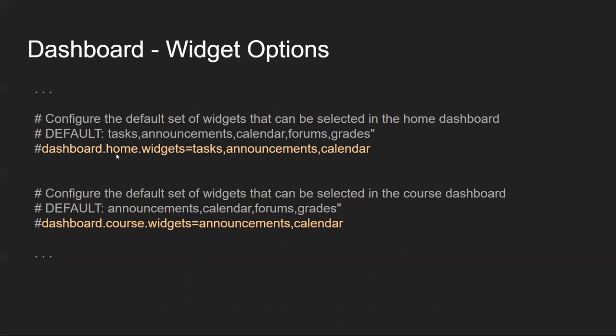So these properties are server level settings on your instance. Dashboard, as I mentioned, has a number of widgets. It's got a task widget, announcement, calendar, forms, and grades. Right now, the default is to have all of them on the home dashboard. But this one in the lighter peach colored text is an example if you only wanted certain ones. So maybe you don't like the grades widget, you don't want it on there, you could leave it off the list and then it won't show up as an option. So even if you turn dashboard on, because it is stealthed, you can choose to enable just certain widgets if you like. You can also choose which ones you want available on the course dashboard, because there are two dashboards. There's the home dashboard and the course dashboard. And actually, you know what?